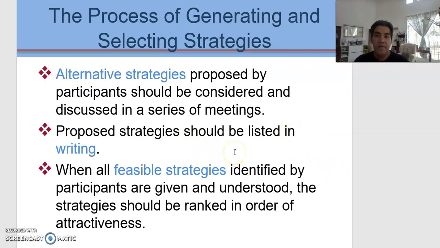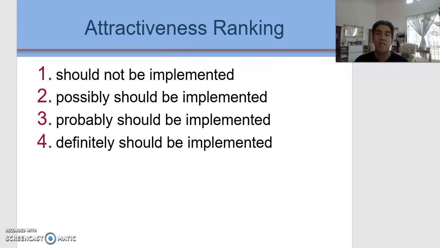They must be considered and discussed in several meetings. It must be listed, and then when all feasible strategies identified by participants are given and understood, the strategies should be ranked in order of attractiveness. This is one of the simplest ways you can rank the strategies, the alternatives. For example, should not be implemented, possibly should be implemented, probably should be implemented, definitely should be implemented.